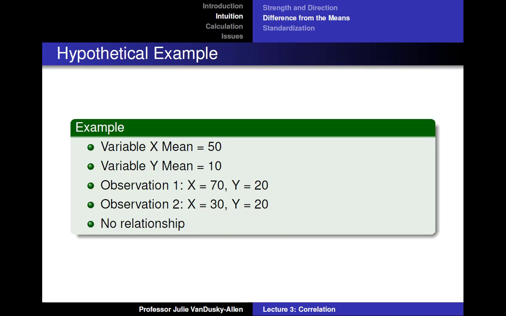Next, consider the next two variables, variable x and variable y. The mean of variable x is 50 and the mean of variable y is 10. In observation 1, x is 70, above the mean of x, and y is 20, above the mean of y. For observation 2, x is 30, below the mean of x, and y is 20, above the mean of y. This implies that there is no relationship between x and y. There is no consistent pattern in how each individual observation deviates from the means of x and y.